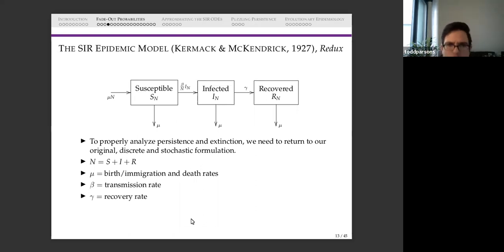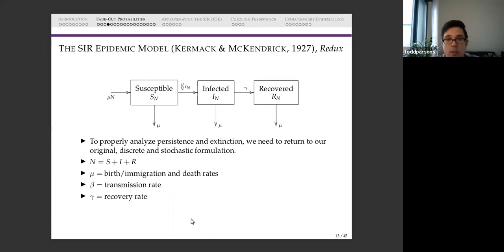So let me bring us back to this first slide that I showed you of the SIR epidemic model, this compartmental model. Now I want to take the same picture and reinterpret it differently. Previously, I thought of these as being flows of mass in an ordinary differential equation setting. Now I want to think about this as a discrete stochastic process where I now am talking about the number of individuals as being discrete and finite.